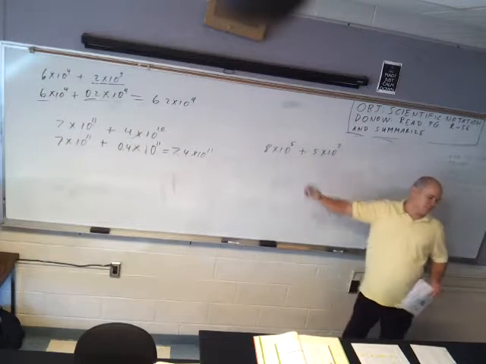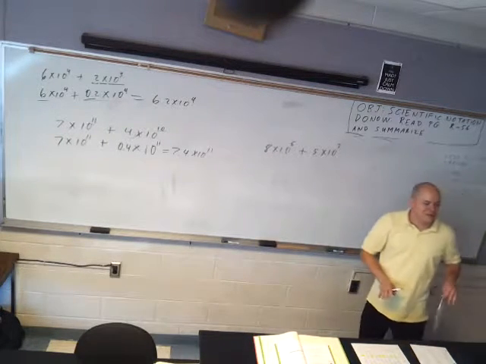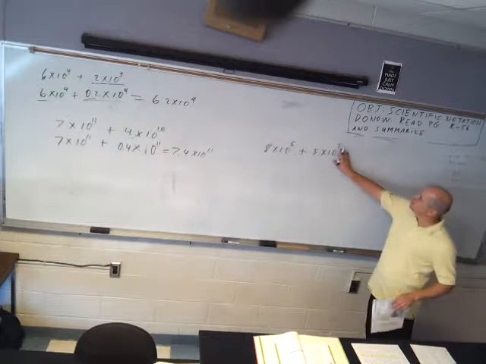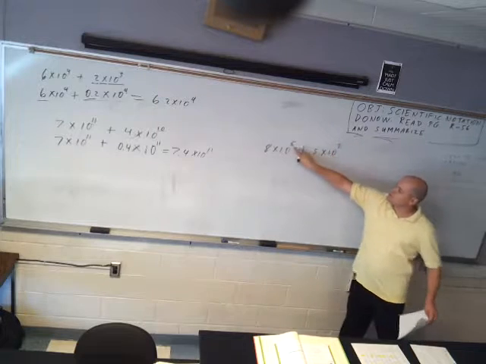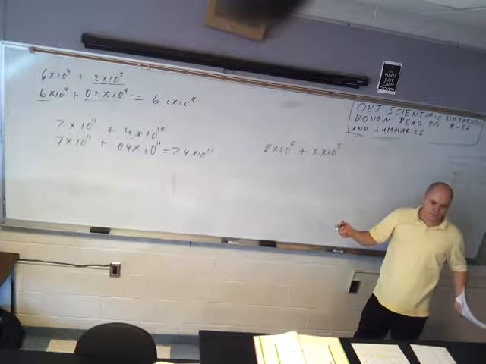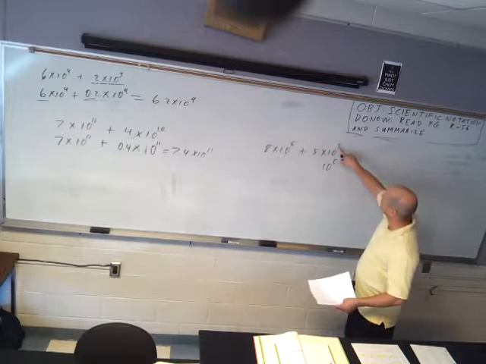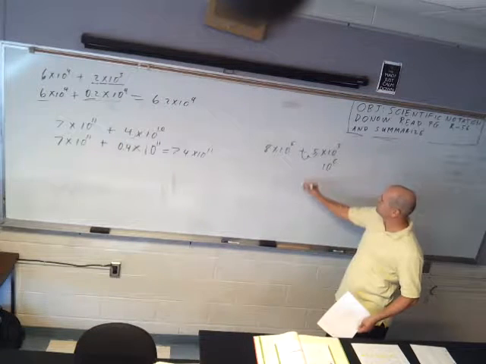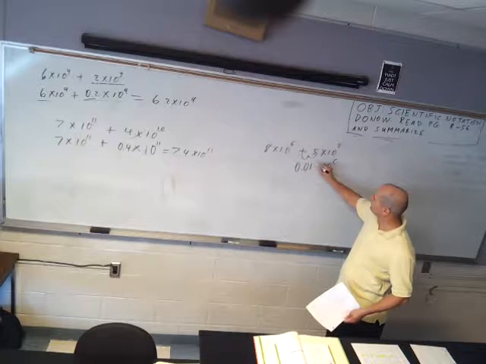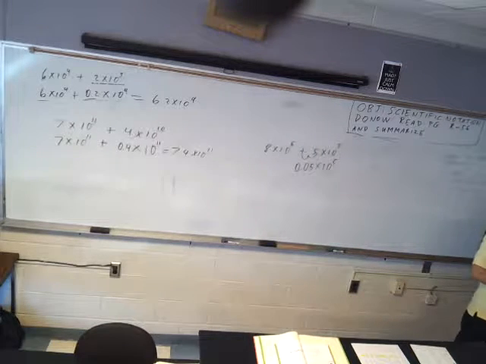What's wrong? What don't you get? I'm going to do the problem first before I give you the answer. All right, look. I need to make this 10 to the 5th, right? I need to make this the same as this one. They both have to have 10 to the 5, right? So to make this 10 to the 5th, this number's going up by 2, right? I move the decimal twice. 1, 2. 0.05 times 10 to the 5th.